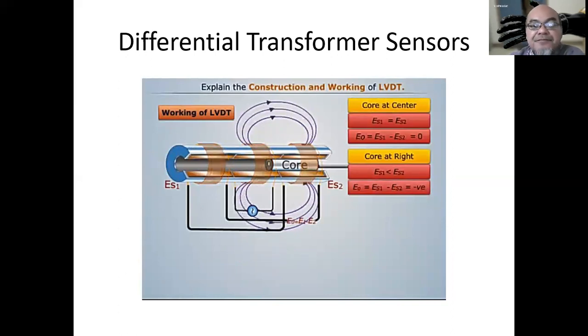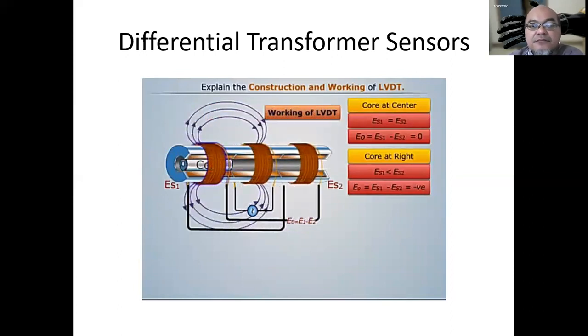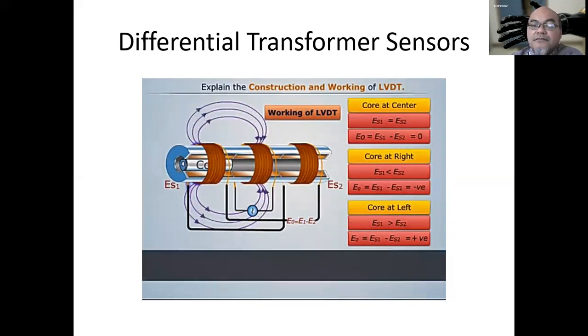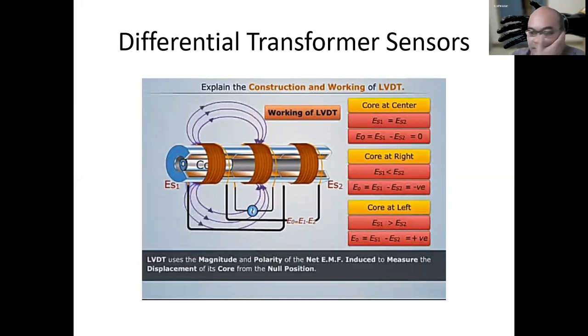Similarly, if we move the core towards the left, we see that the flux linking with coil S1 becomes greater than the flux linking with coil S2. As a result, EMF induced in coil S1 becomes greater than the EMF induced in coil S2, and the net EMF shows a positive value. Thus, LVDT uses the magnitude and polarity of the net EMF induced to measure the displacement of its core from the null position.